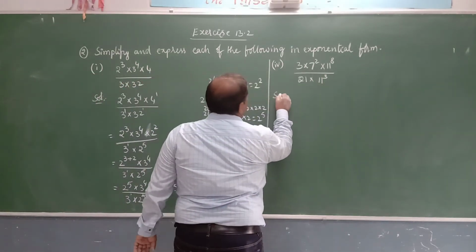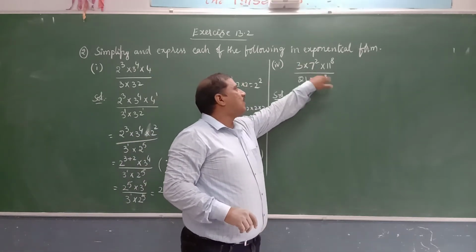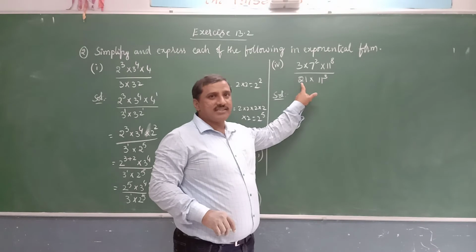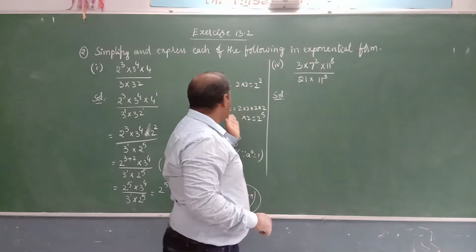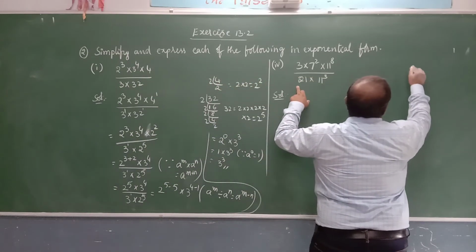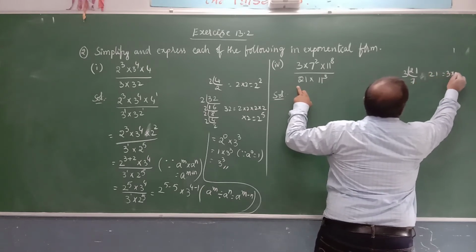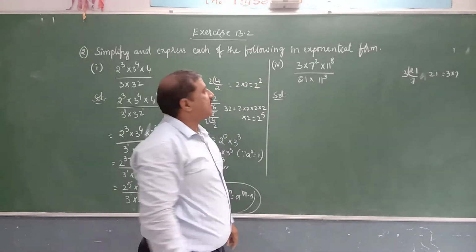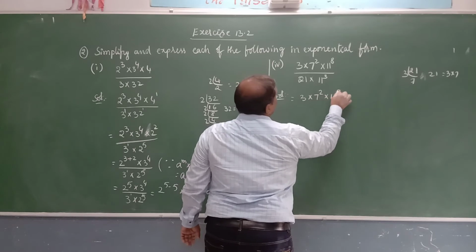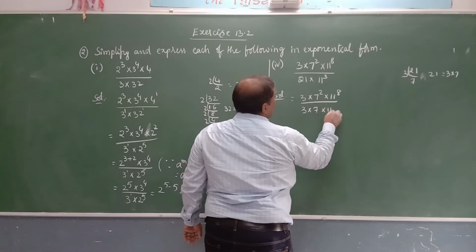Now it is the fourth sum. If you observe here, it is also similar to the previous sum: 3 into 7 square into 11 to the power of 8. Here 21 is there. What are the prime factors of 21? Write the prime factors, like what we did for 4 and 32. 3 sevens are 21. Therefore 21 can be written as 3 into 7. Now change this: 3 into 7 square into 11 to the power of 8 divided by 21, which can be written as 3 into 7 into 11 cube.